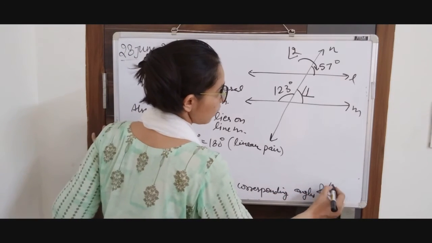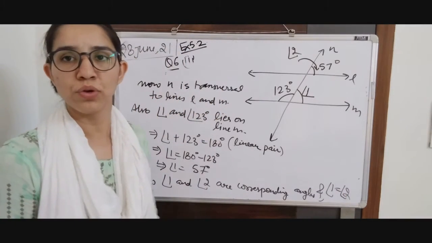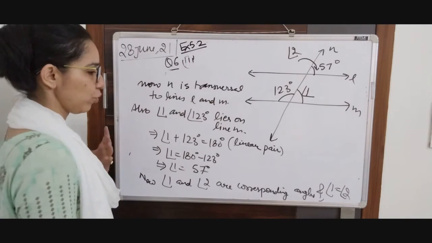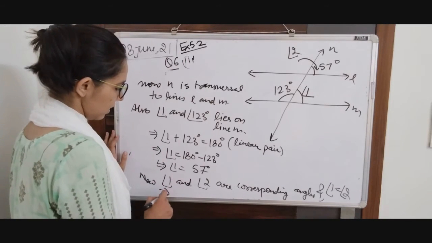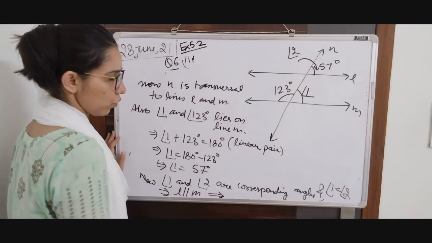And angle 1 is equal to angle 2, and they are equal. Both are equal to 57 degrees. It means the lines have to be parallel. Implies L is parallel to M, and we will give the reason also.